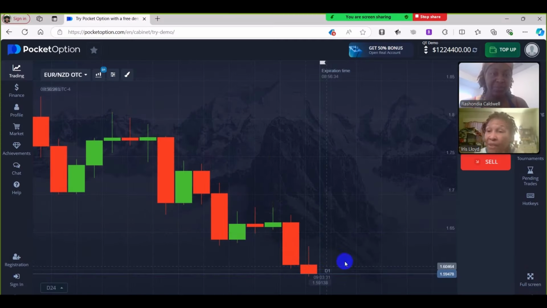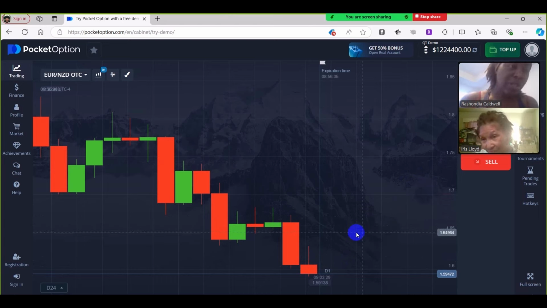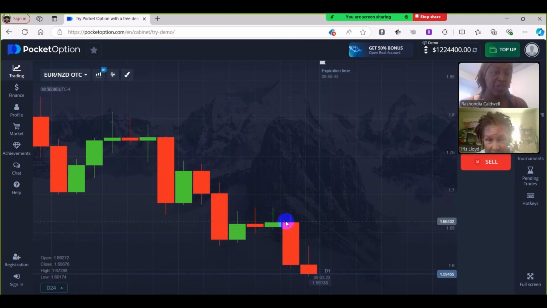But anyway, you know how the candle is created, right? The red candle starts at the top and then drops down, and it closes, the body of it closes right here, at the bottom.